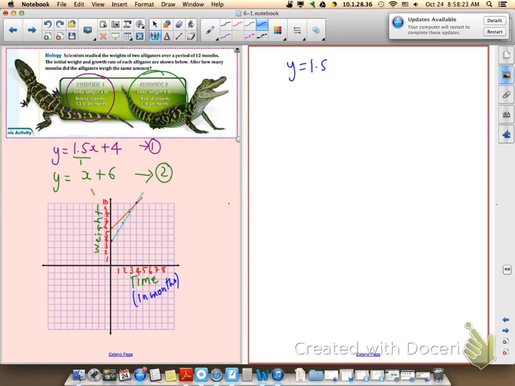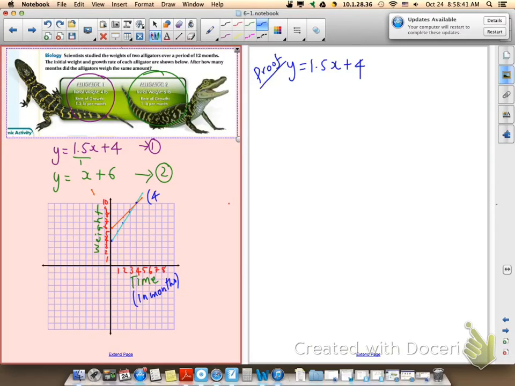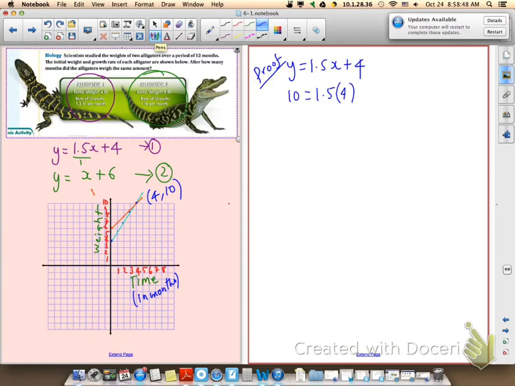y equals 1.5x plus 4. And let's plug in for 4. So this is our proof. Let's write down the coordinates of the point, 4, comma, 10. So 10 equals 1.5 times 4 plus 4. 10 equals, what is that? 6 plus 4. So 10 equals 10.